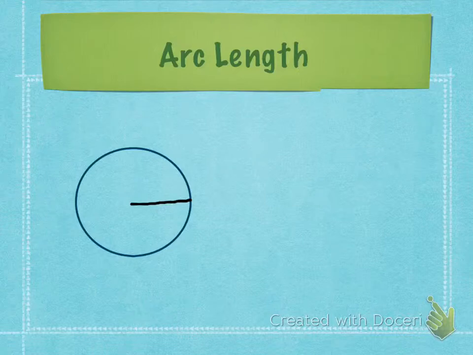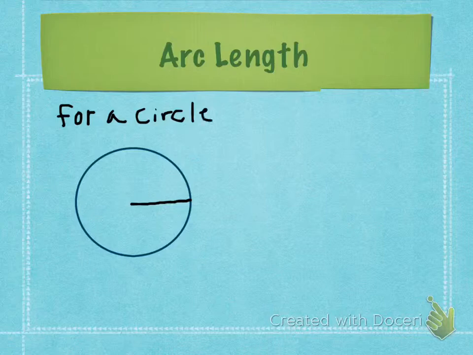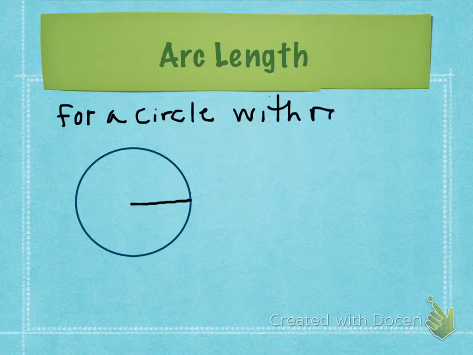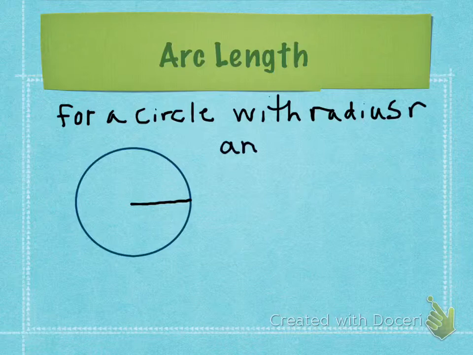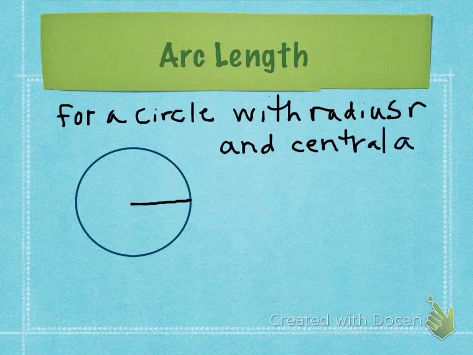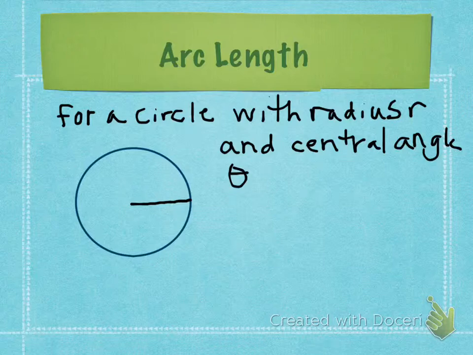So for a circle with radius r, and central angle theta. Now we talked about central angle just a moment ago. It's the angle in the middle of the circle. Theta we talked about as a Greek letter we're going to use to represent our angles, mostly Greek letters.